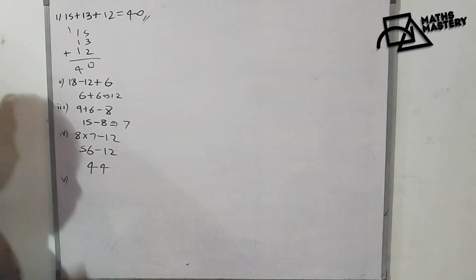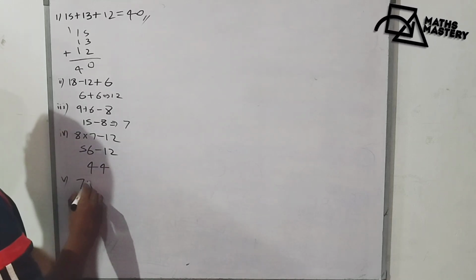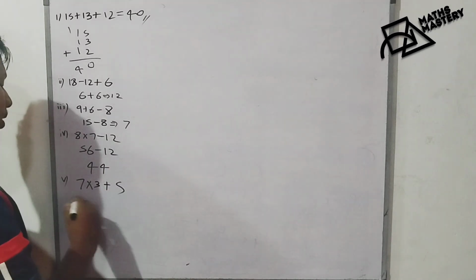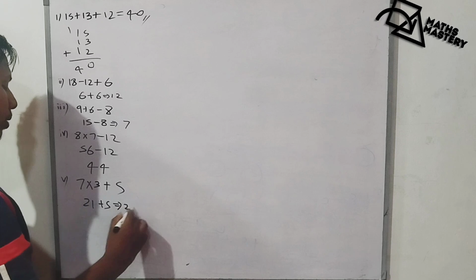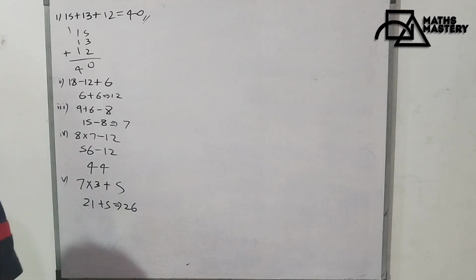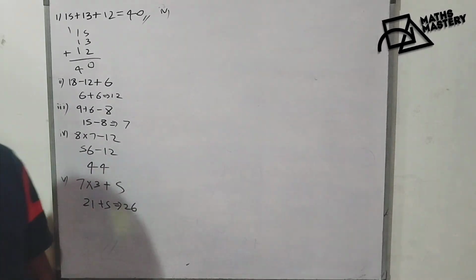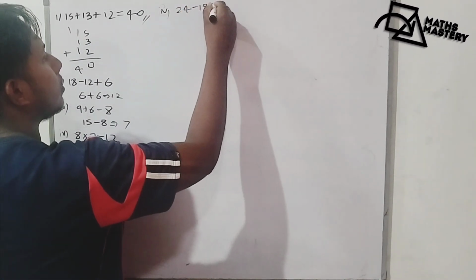Okay. Next, the fifth one. 7 times 3 plus 5. So 7 times 3, you know it's 21, plus 5. The answer is 26. Question number 6. 24 minus 18 divided by 3.